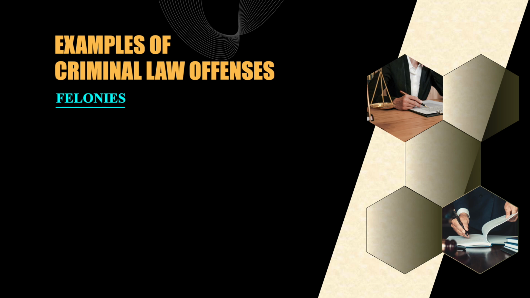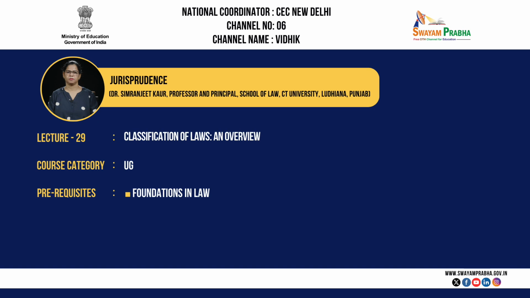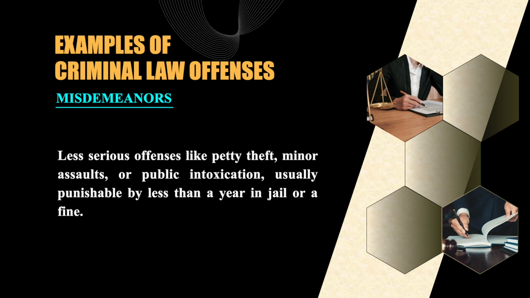Examples of the criminal law offences are felonies, serious crimes such as murder, robbery, sexual assault, and drug trafficking, usually punishable by imprisonment for over a year. Misdemeanors, less serious offences like petty theft, minor assaults, or public intoxication, usually punishable by less than a year in jail or a fine.